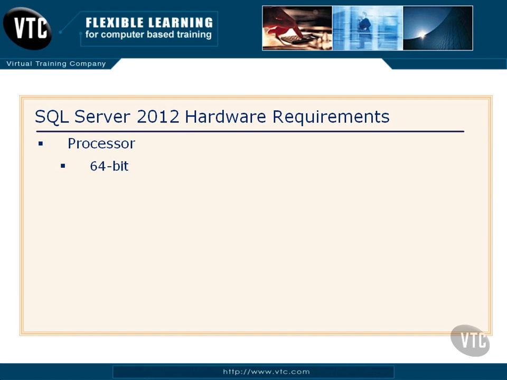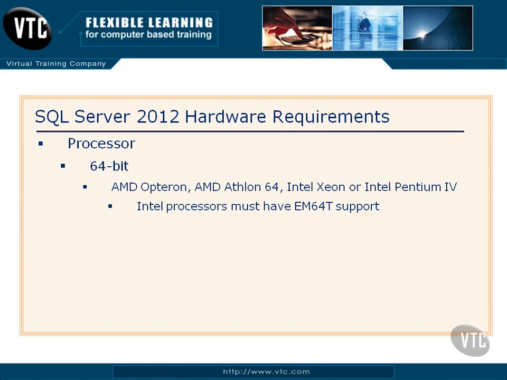For processors, you have 64-bit and 32-bit options. On the 64-bit side, AMD Opterons or AMD Athlon 64s. On the Intel side, Xeon or Pentium 4. Intel processors, you do need to note, must have EMT64T support. Just watch for that. Could be a trick question on the exam. And you're looking at least a 1.4 gigahertz minimum. Obviously, you want to go as far past that. Microsoft recommends a 2.0 gigahertz or faster processor.